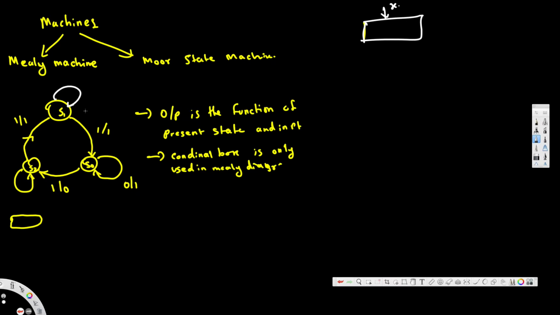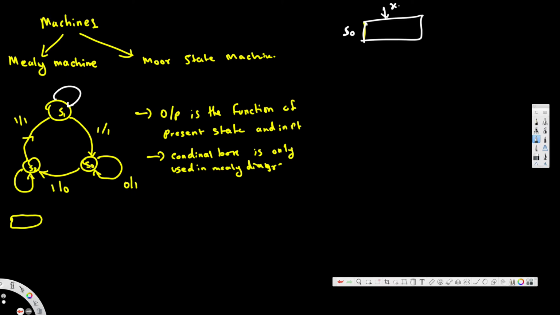Okay. So basically, if you have 1, 1, it means when S2 is 1, it goes to the S1. But here we start from S1, let's start from S0.